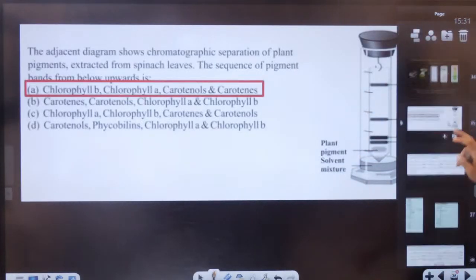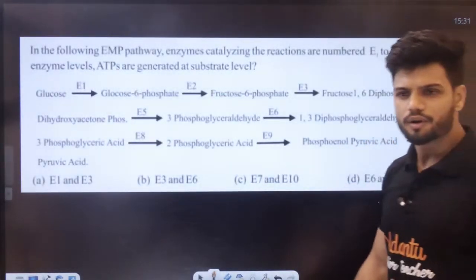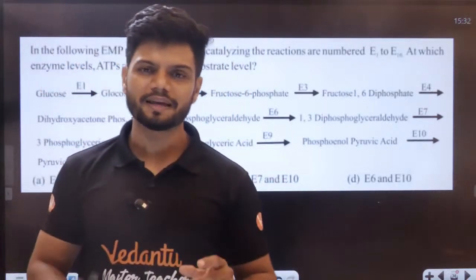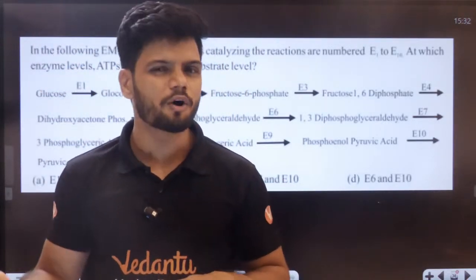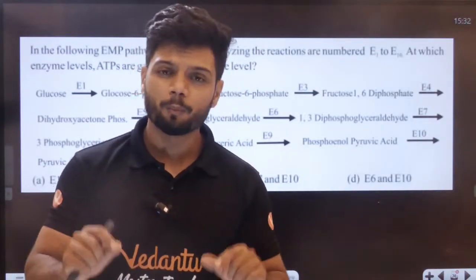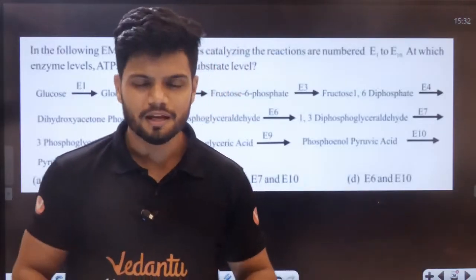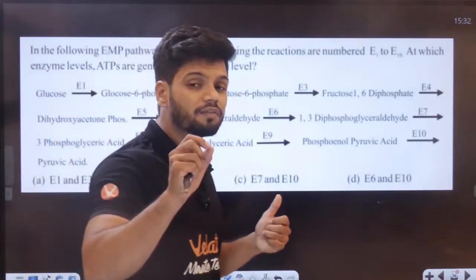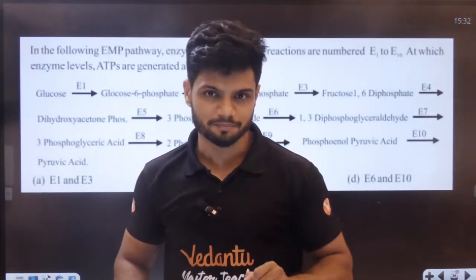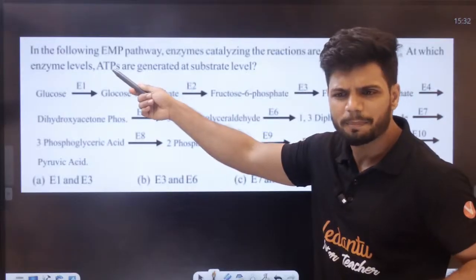Okay, now students, this is a very easy question, because whenever I teach glycolysis, I always tell students, please remember in which step ATP is formed, in which step ATP is consumed, in which step water is formed, in which step oxidation takes place. I tell all my students this. Now here is a question asking in which step ATP is formed by substrate level phosphorylation.